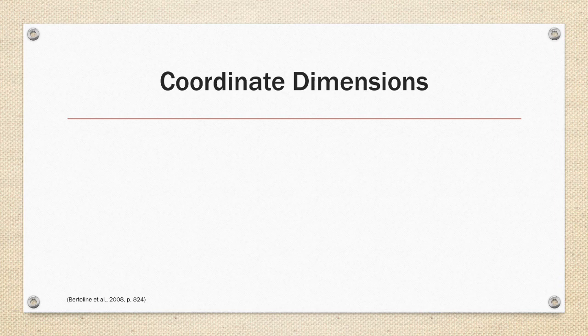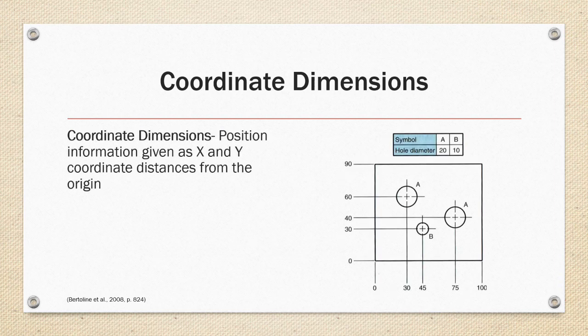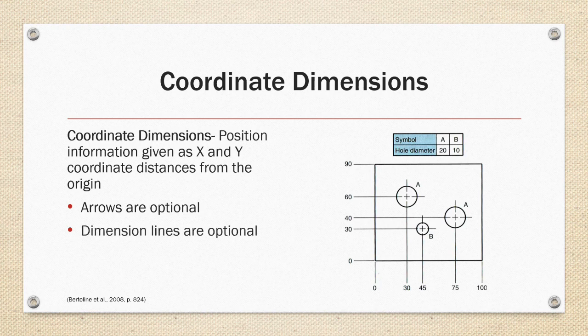Coordinate dimensioning. Coordinate dimensioning is a scheme where the position of information is given as x and y coordinate distances from the origin, as in the example on the right. Arrows and dimension lines are optional with this method. The size of the holes also may be defined in tabular form using letters to denote corresponding holes, as is shown in the example on the right.